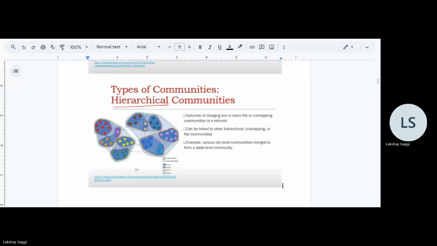So this can be a higher community, and maybe you can have an even bigger community which says all these people belong to the same community, they are working in the same organization. So something like that.